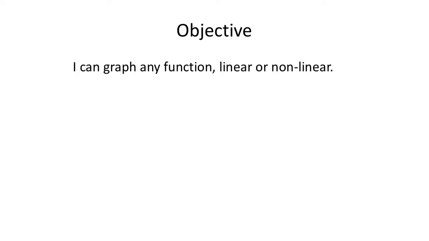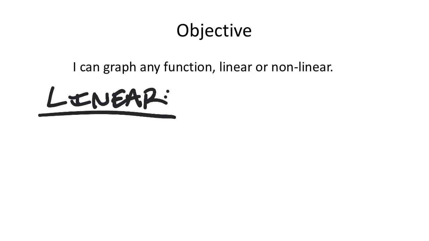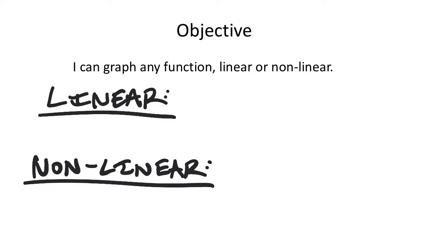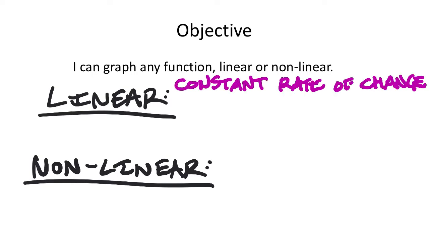Here's our objective. I can graph any function, linear or nonlinear. All right, here are two words that we need to be familiar with for this section. Linear and nonlinear. There's three ways that we look at linear and nonlinearity, and that's through tables, graphs, and equations. So for a table, in order for it to be linear, you'd have to have a constant rate of change. And on a graph, what you'd be looking for is a straight line. So the constant rate of change forces the graph to show a straight line, which is really what linear means, is that you got a straight line.